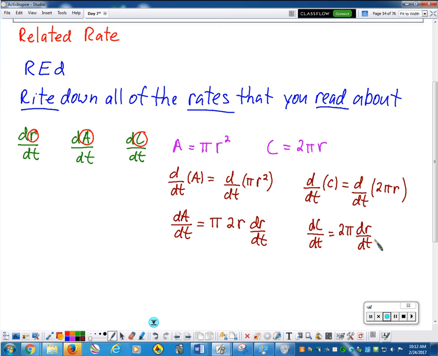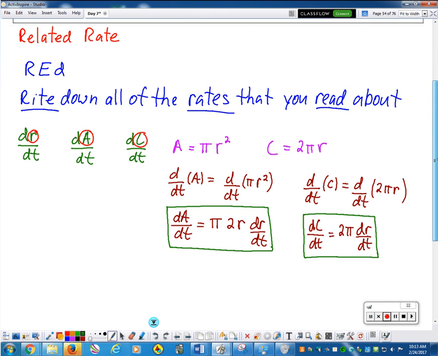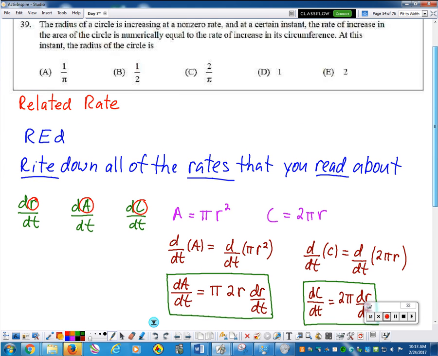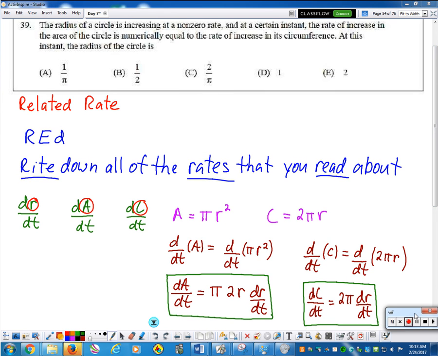Okay, at this point, we're done with the acronym, and it's as though we are starting the problem from the very beginning, but to help us solve the problem, we have some new information. So let's see. The radius of a circle is increasing at a non-zero rate at a certain instant. That word instant is important.